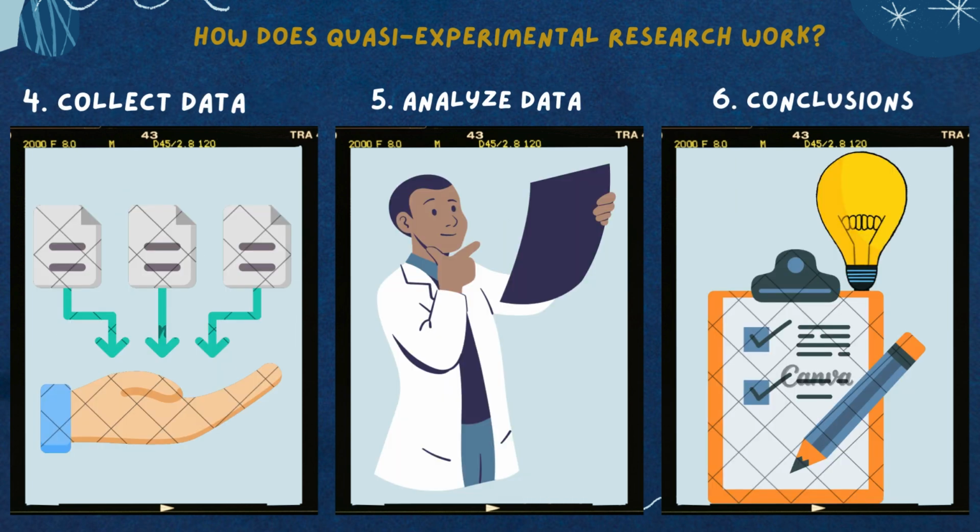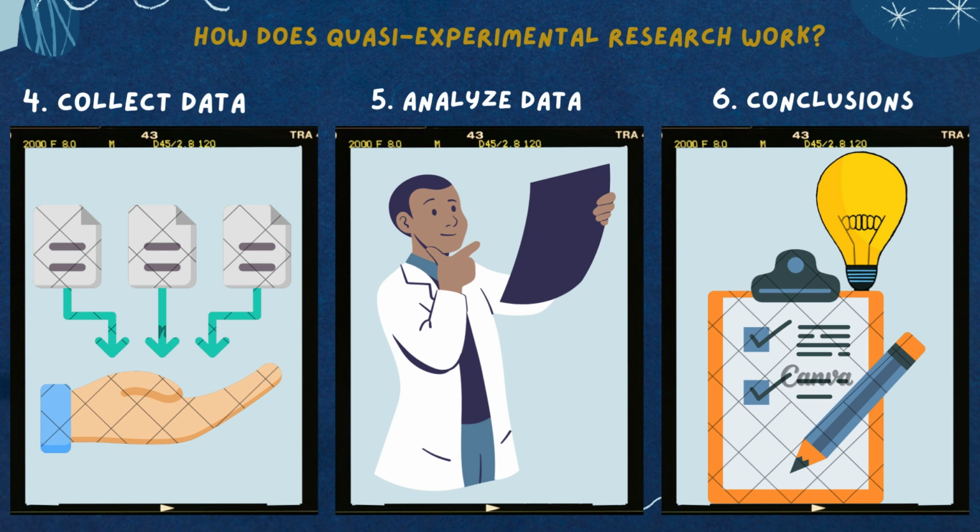Okay, another step is to collect data. In this step, it's necessary to collect data both before and after the intervention to measure change in outcomes. And the data should be relevant to the research question and may include tests, surveys, observations, etc.